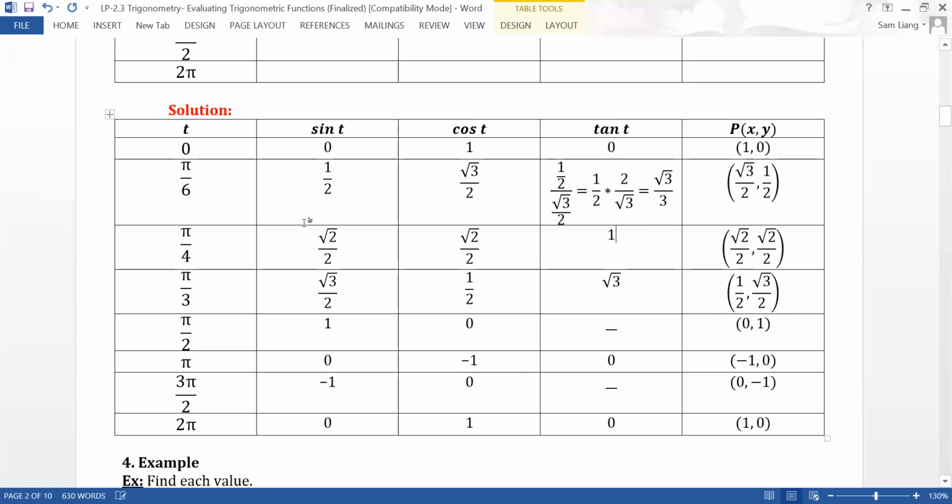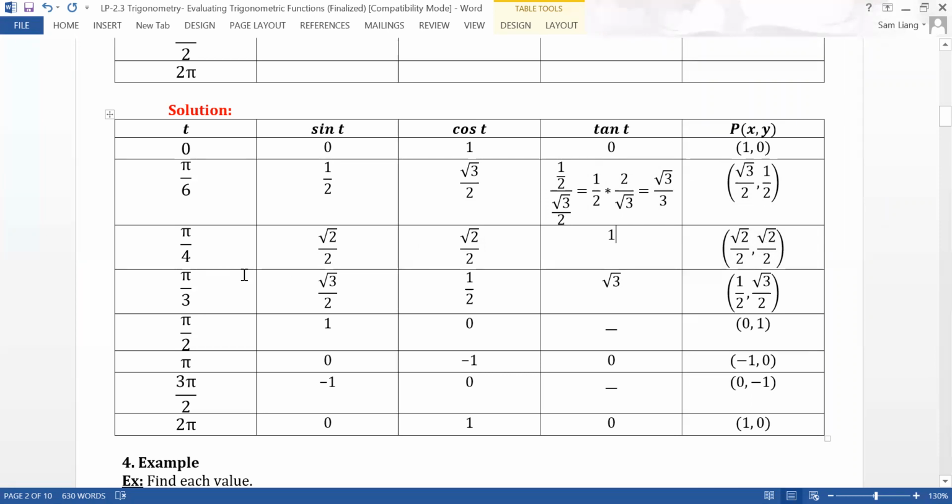Oh, I didn't mention the terminal point, but as you know, the x-coordinate is cosine, y-coordinate is sine, so it would be root 3 over 2 here, and then y-coordinate is 1/2. And then for this terminal point, it's cosine and sine, so cosine is root 2 over 2, as is sine.